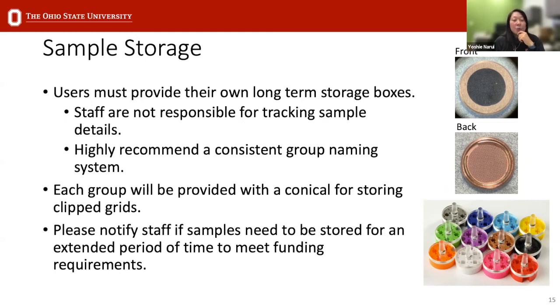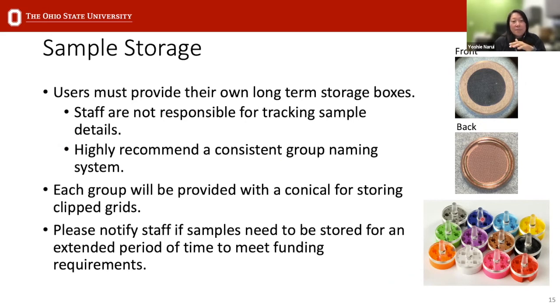So keep in mind that unlike a traditional TEM grid, these grids have to be clipped. You can see a picture of the front and the back of the grid. There's actually a cartridge essentially that is like a sandwich around your grid. And that's so we can use the autoloader system on the Glacios and the Krios to essentially grip the samples. So those clipped grids need to be stored in special boxes, which you can see here.